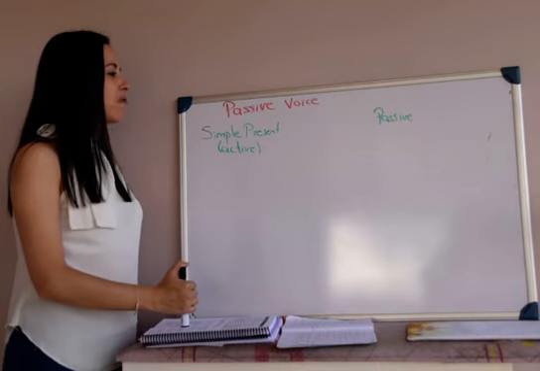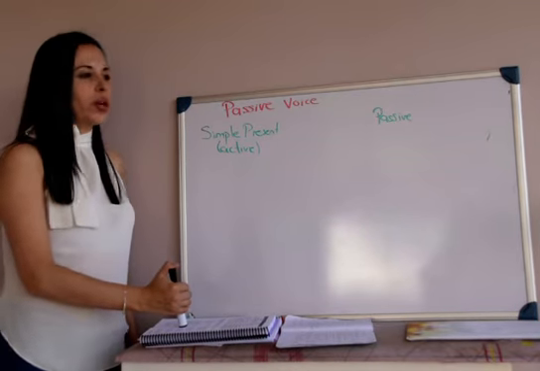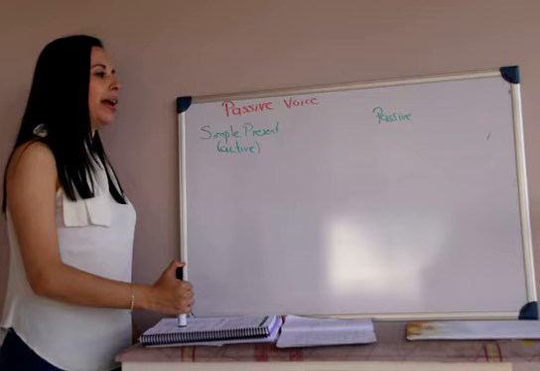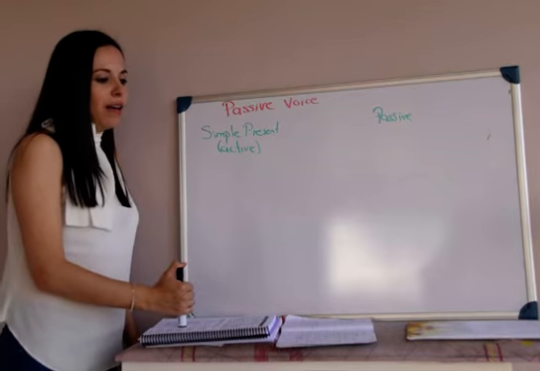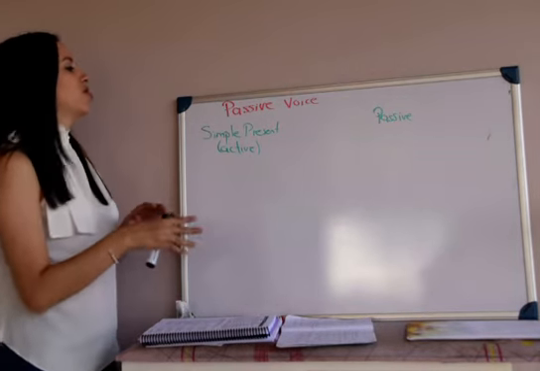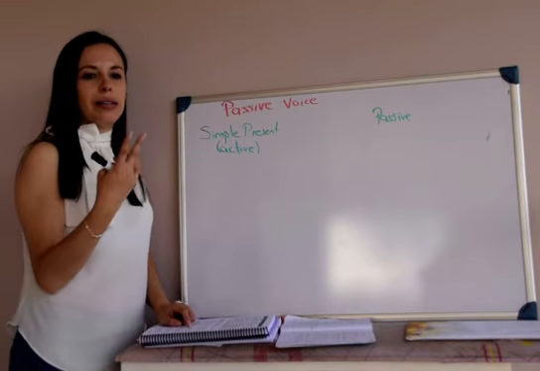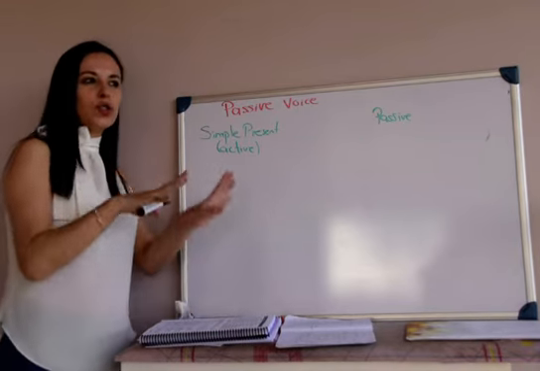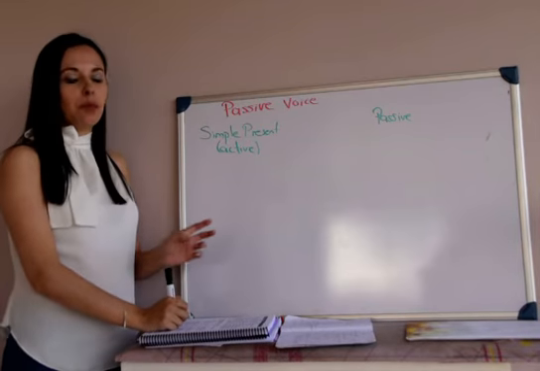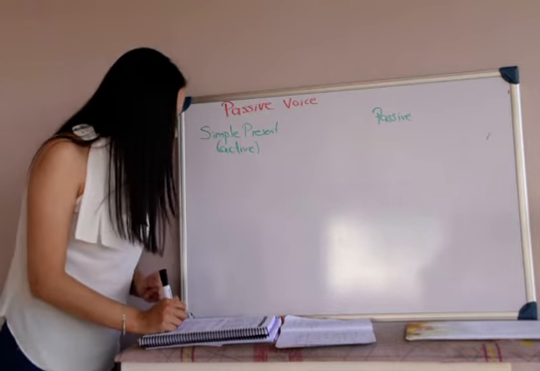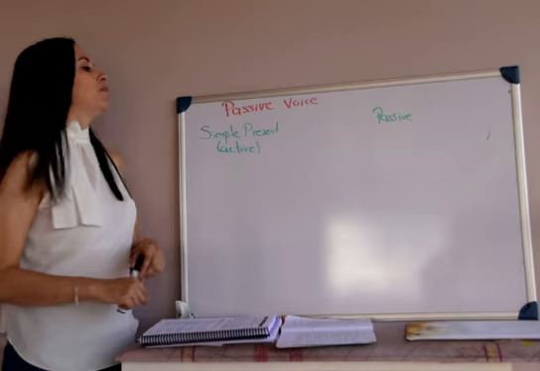Okay, now it's time for the passive voice. This is very common in English. I'm not going to say that it's difficult, but it's just something to pay attention to. We're going to see the passive voice in only two tenses, simple present and simple past.